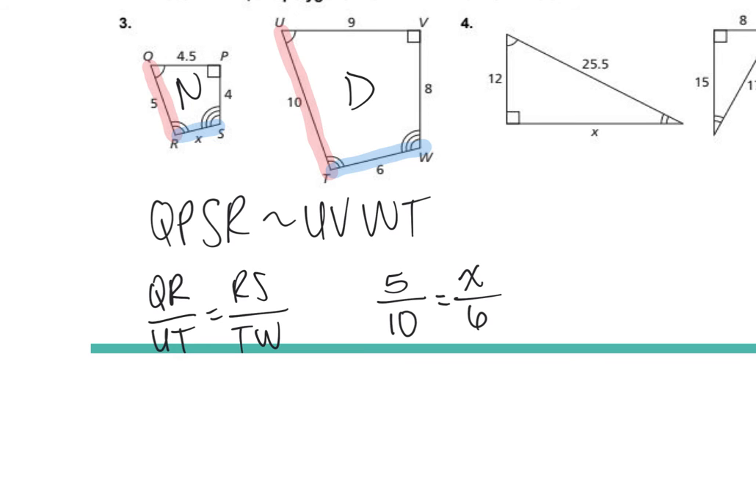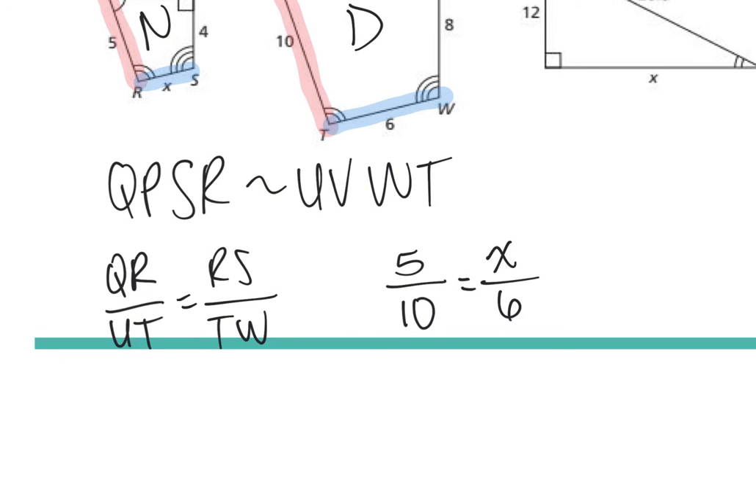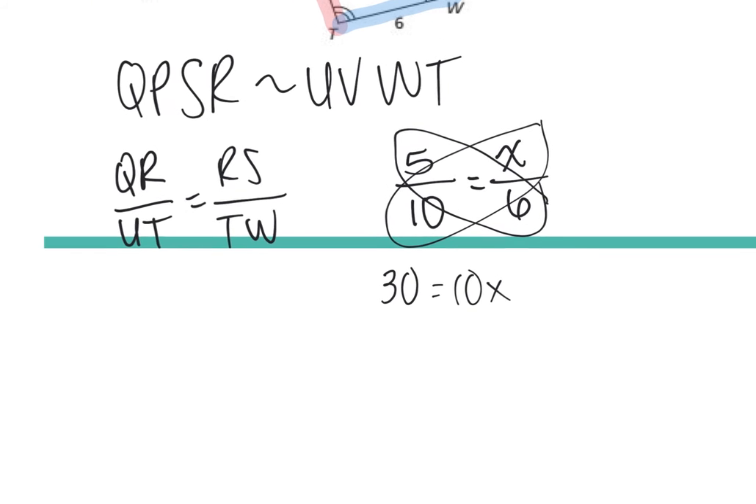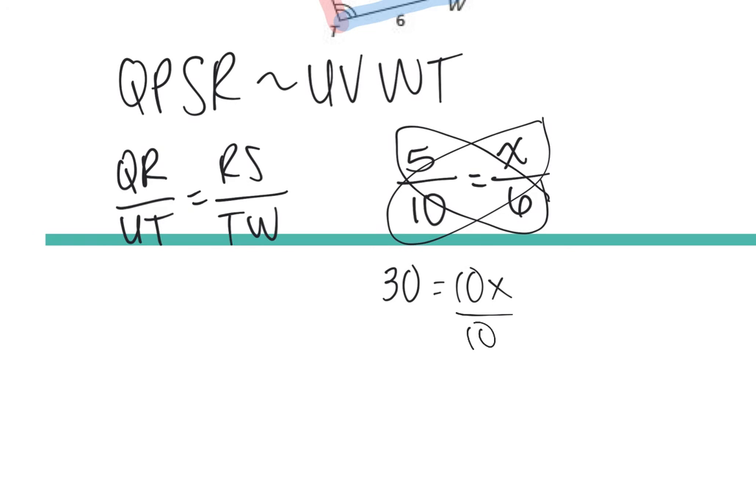All right, so now how do we solve for X? Cross multiply. So this would be 6 times 5, which is 30, and then 10 times X, which is just 10X. What do I do? Divide by 10, so X equals? X equals 3.